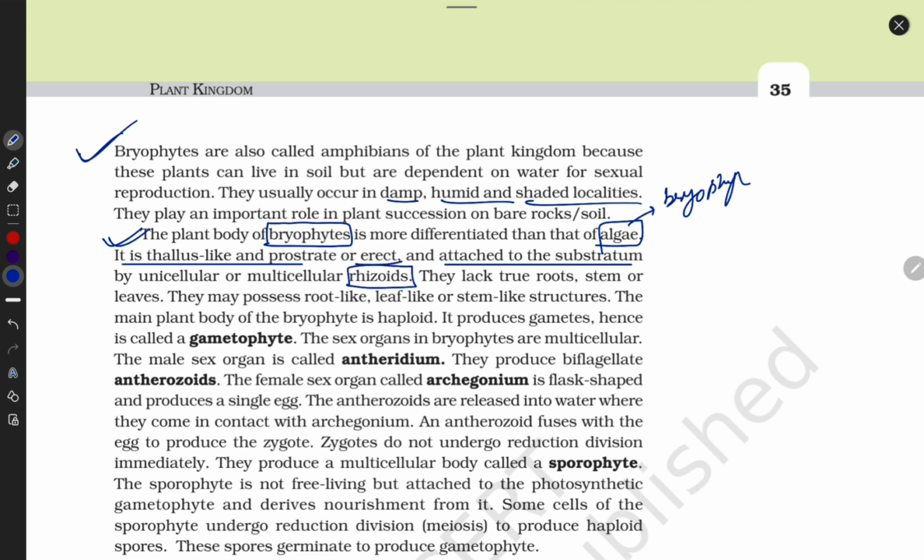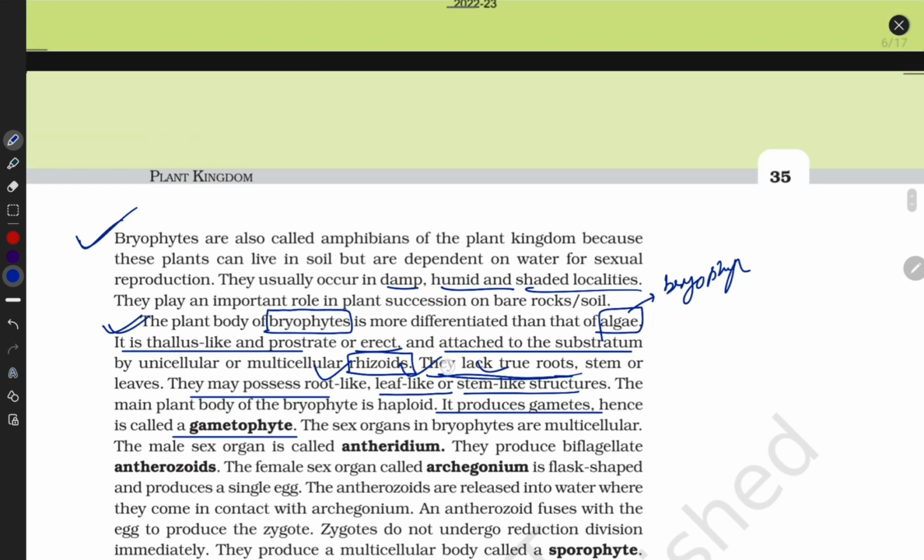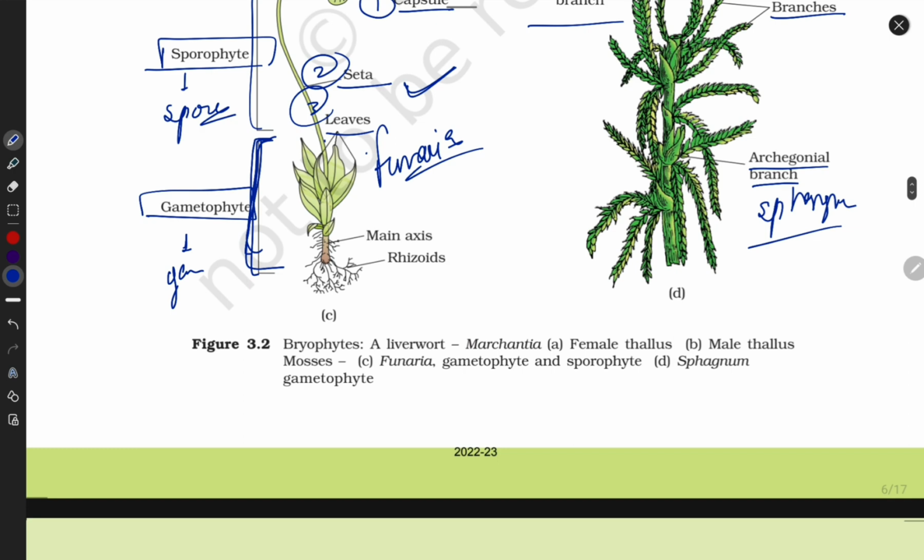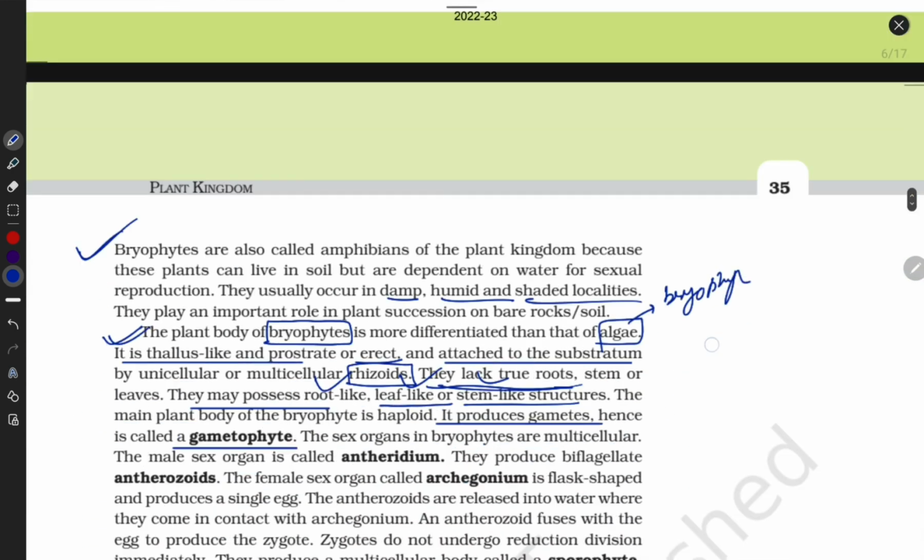They have rhizoids. They are not true roots, but they function like roots. They may possess root-like, leaf-like or stem-like structures. Not a true root, true leaf or true stem, but leaf-like, stem-like and root-like structures. Clear these three things? Now, look here. This part produces gametes, the gametophytic cycle. And this part performs the spore cycle. Clear?